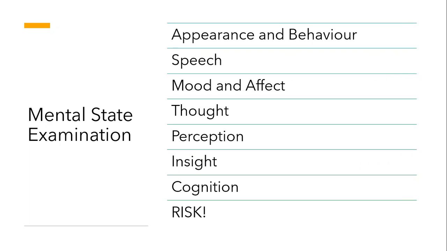And the final part, which I've put at the end of the mental state examination, is the risk assessment. So we have to think about risk to themselves, risk to other people, and risk from other people. And although I generally document my risk assessment, and most people document their risk assessment at the end of the history taking and the mental state examination, it's really something we do throughout the whole assessment.